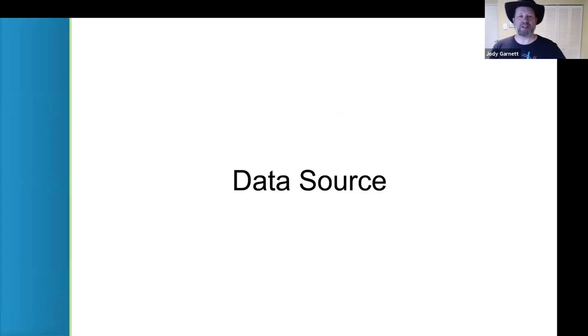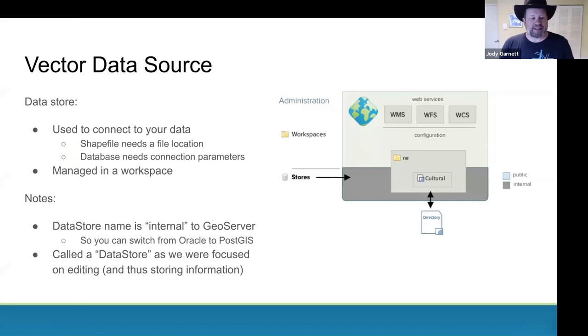The next one we're going to talk about is a data source. So this represents a connection to information. So a shapefile is going to need a file location, a database is going to need connection parameters, and we're going to be managing these data sources within a workspace. So in this case, I've got my cultural data source, which is going to be hooked up to a directory of shapefiles on disk.